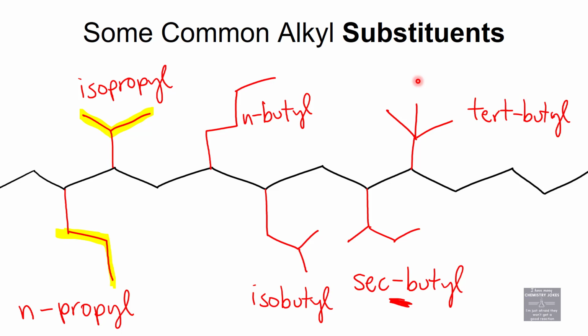Isopentyl was also on our table previously, but that one is not nearly as common as these that I provided here. All of these branched substituents can be named like this, or they can do their own systematic naming, their own IUPAC rules. Let's see what that means.